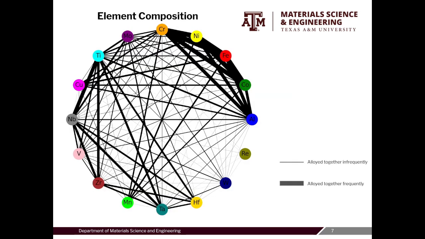This is an elemental co-occurrence network. It describes how frequently elements appear together in alloys in the database. In terms of the elements that make up the composition of the HEAs in the database, we see that cheaper and more readily available elements are often utilized, with harder to obtain elements such as rhenium being used very sparingly in the dataset.